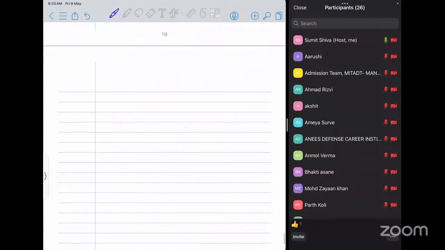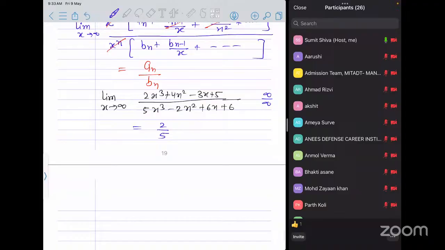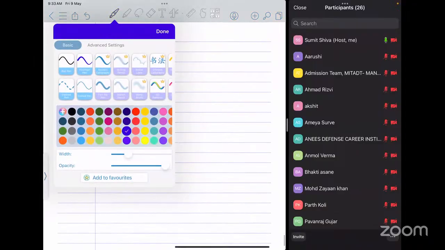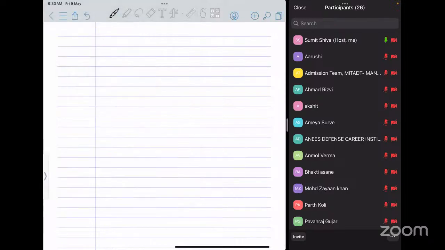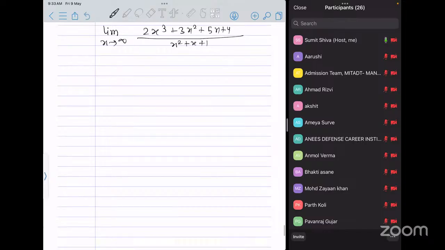Okay. What will happen if the power is not the same in the numerator and denominator? Let's say I have limit x extending to infinity, and it goes like (2x cube plus 3x square plus 5x plus 4) divided by (x square plus x plus 1). What will be the answer?